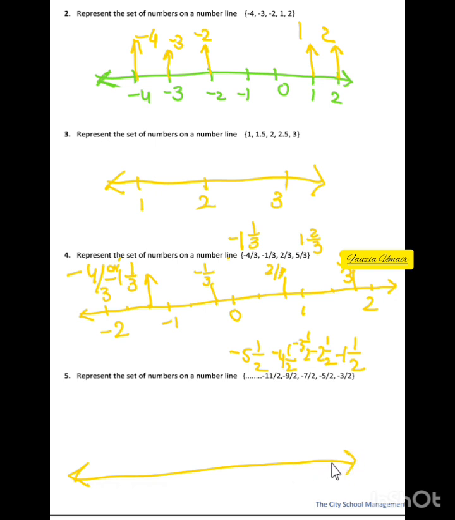They are all negative numbers, so I can start with 0 here. Minus 1, minus 2, minus 3, minus 4, minus 5. Let's say this is minus 6. Now you can label them: minus 1, minus 2, minus 3, minus 4, minus 5 and minus 6. Now I can label them all. Minus 3 by 2 is here. Similarly, minus 5 by 2 is here, in between minus 2 and minus 3. So this is minus 5 by 2.